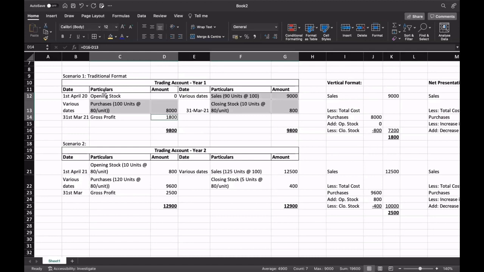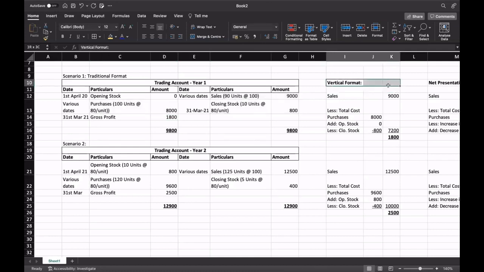Now this is the traditional method, okay, traditional format. You will not see this kind of format for companies and all. Maybe for sole proprietorship or partnership they'll prepare it in this format, but you won't see this for companies. They'll do it in a vertical format. So how will it happen in vertical format? Look here. I've just presented the abridged format.